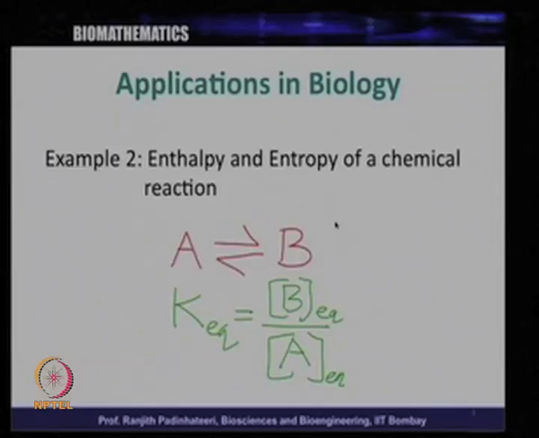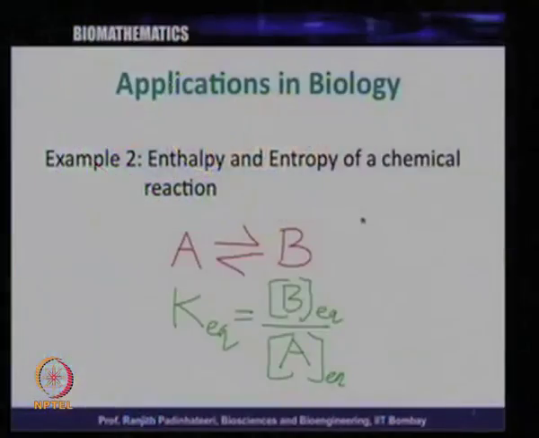As you all know, one of the important things in biology is chemical processes. Understanding chemical reactions and things related to them is very important in understanding various processes in biology. So, let us take the simplest possible chemical reaction and try to understand a bit of its thermodynamics, and how this knowledge of mathematics will help us there.